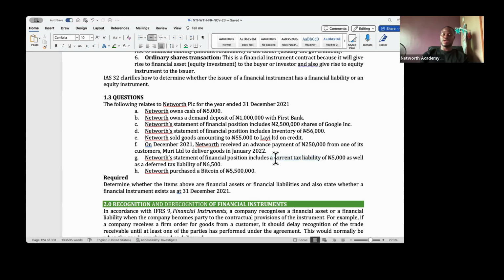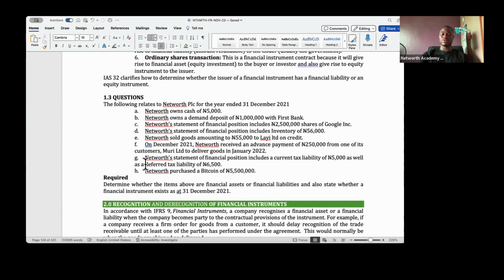A current tax liability is not a financial liability. And the reason is that it is not contractual. You don't have a contract with the government. A financial liability is a contractual obligation to deliver cash, right? Yes, with tax you deliver cash, but the reason this current tax liability is not a financial liability is because it is not contractual. Paying tax is just a responsibility you have as a citizen, a civil obligation, not because there's a contract.